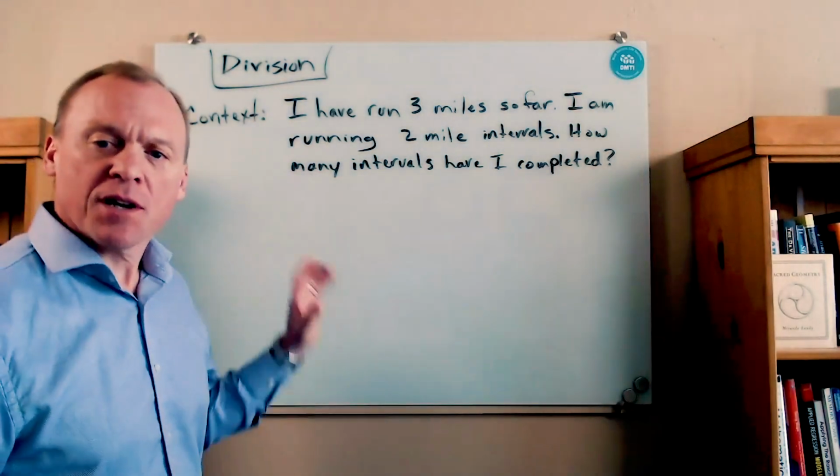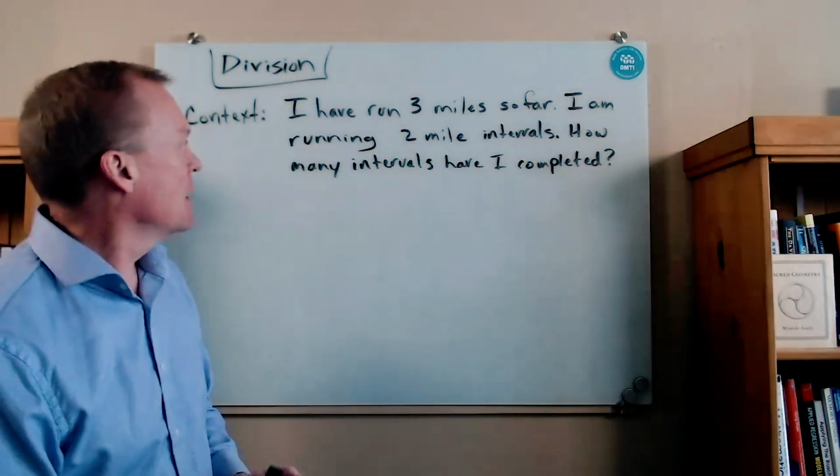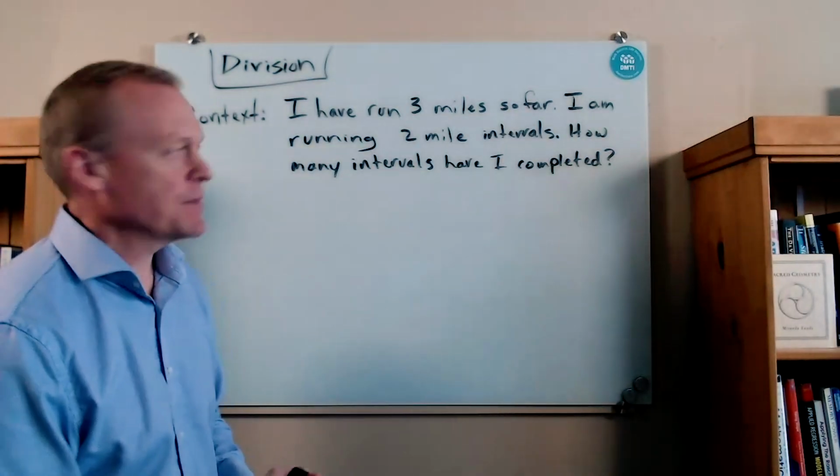And we're going to start with a context, a story problem. I have run 3 miles so far. I am running 2-mile intervals. How many intervals have I completed?